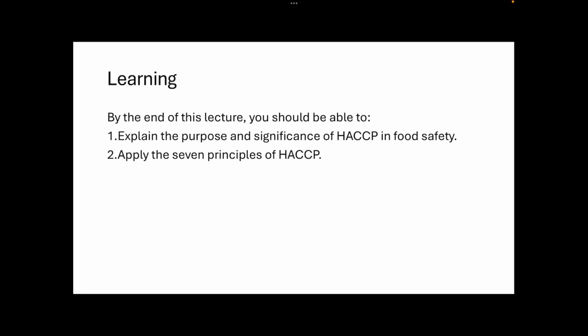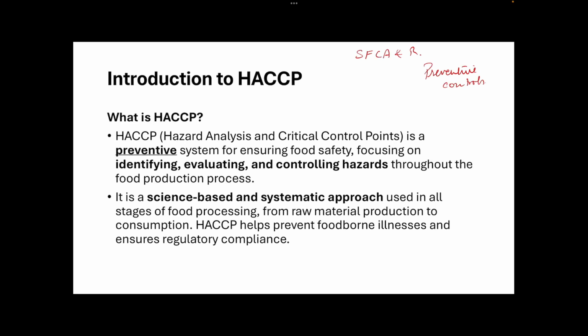We will talk about what is HACCP, what are the 7 principles of HACCP, and what are the prerequisites to implement HACCP in the food industry. So what is HACCP? Hazard Analysis Critical Control Points. It is a systematic preventive approach to food safety. It's science-based and it identifies and controls potential hazards. These hazards could be physical, chemical, or biological.